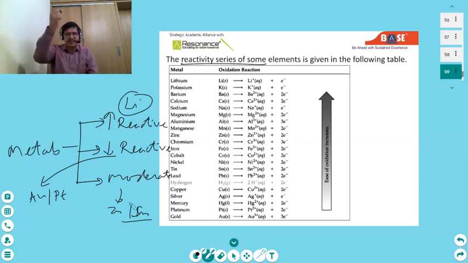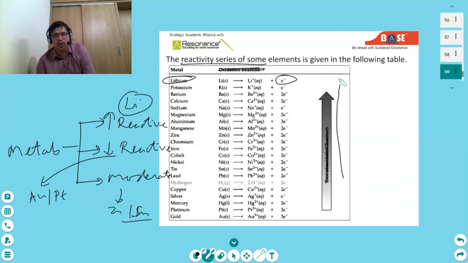Now there is a series in which they are arranged from high reactivity to low reactivity. Oxidation reactions and all, you avoid, you don't know them at present. Remember that lithium reacts faster by giving out electrons easily. This is ease of reactivity. When you move from down to top, reactivity increases. When you move from top to bottom, reactivity decreases.